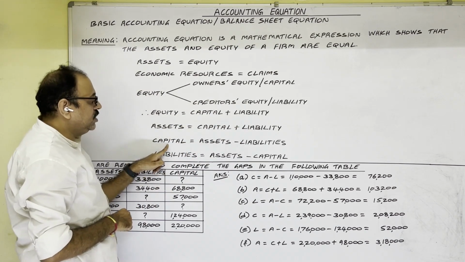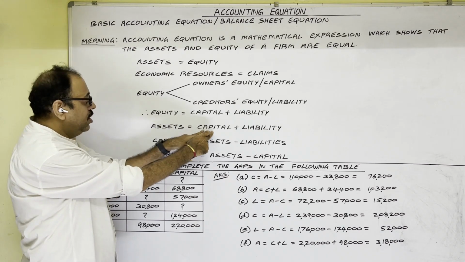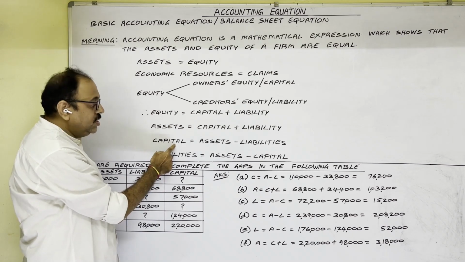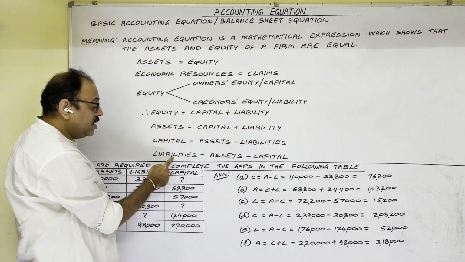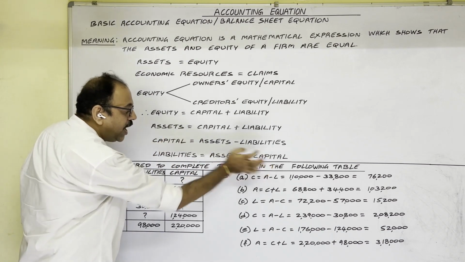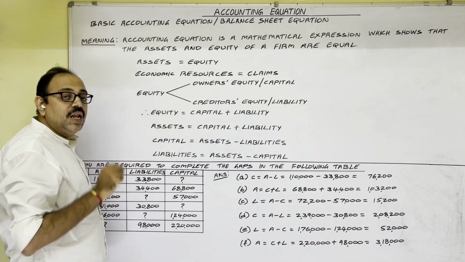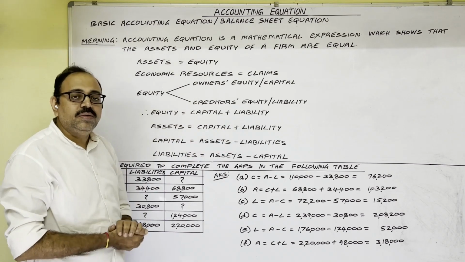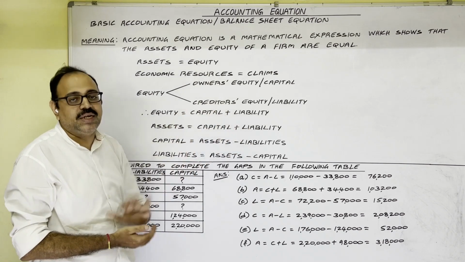Suppose in a question, capital is missing, then how to calculate that? Assets minus liability is equal to capital. Suppose in this equation liability is missing, then how to calculate that? Liability is equal to assets minus capital. So here in the accounting equation there are three elements: assets, capital, liability. In this video I am going to explain these three elements in detail.